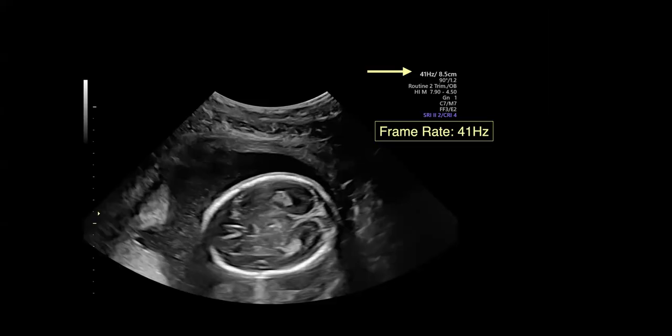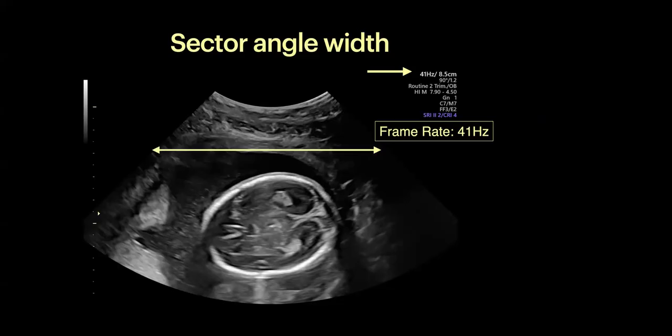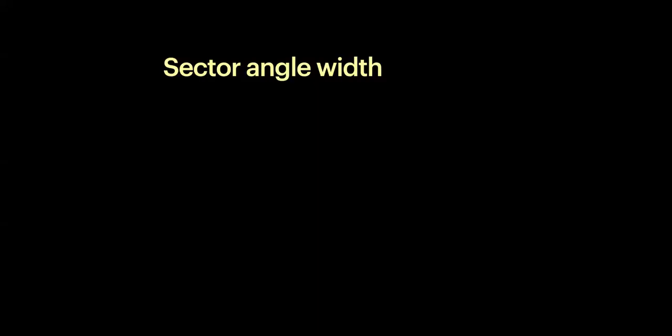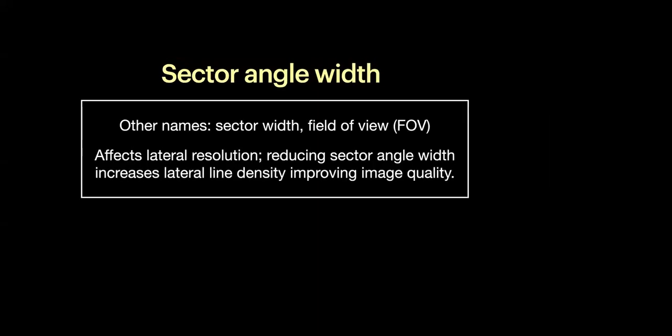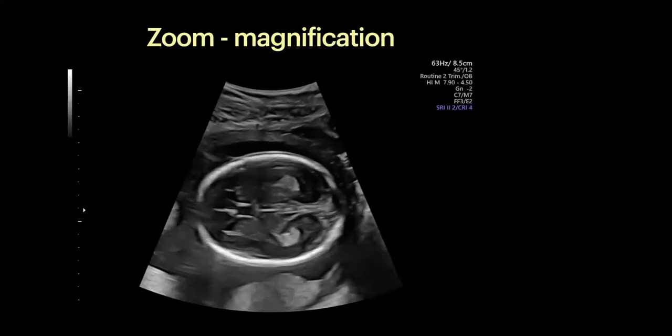So let's go and get rid of this unnecessary width, and I call this step sector angle width. Other names that many of you may know this, it's called sector width or field of view. This affects the lateral resolution, and reducing the sector angle width increases lateral line density, improving image quality. And as you could see, there's a significant difference with that. Notice how our frame rate now has tripled from the initial, right, when we first started, to now 63 Hertz.